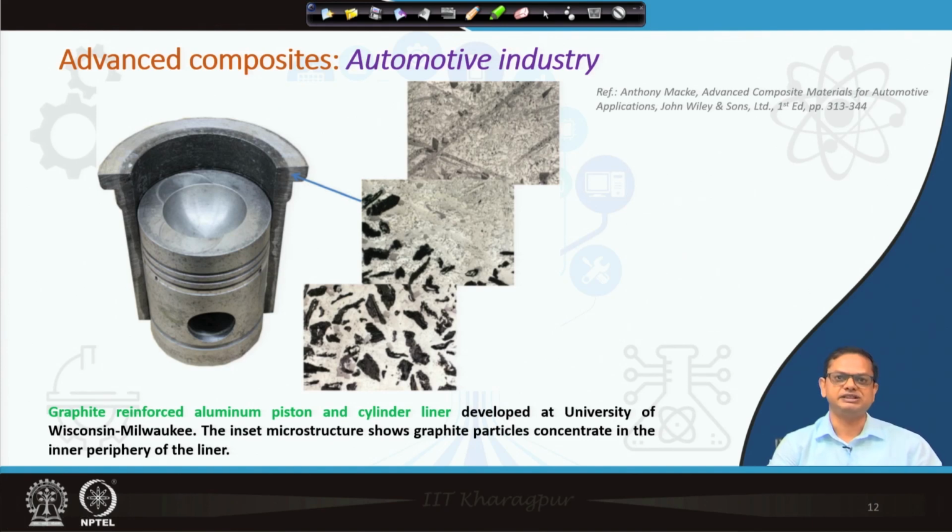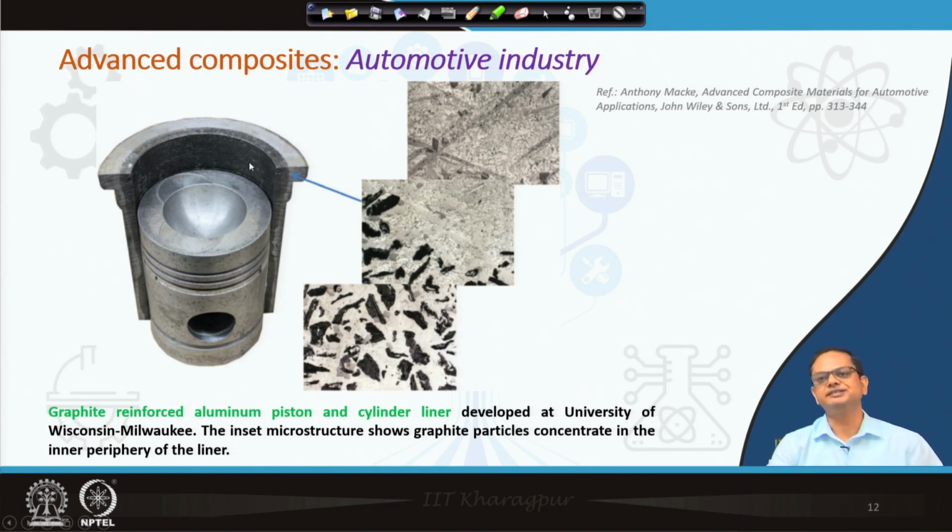In centrifugal casting, what happens? The graphite particles are lighter; the density of graphite particles is lower than the aluminum melt. So, during centrifugal casting, those graphite particles will actually come to the inner portion. And you can see here the microstructure has been shown. In the inner portion you can see there is a lot of graphite, and then as you move from the inner to the outer wall, there is no graphite. Now, why are these graphite particles at the inner portion?